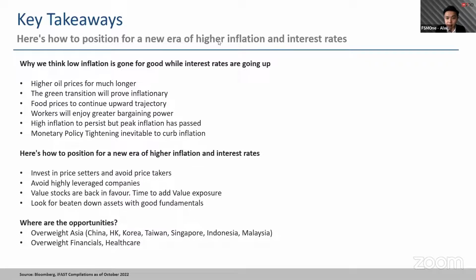Okay, so the question of whether ASEAN will lose its shine in this high inflationary environment, I already answered in the previous questions, so I hope it helped.